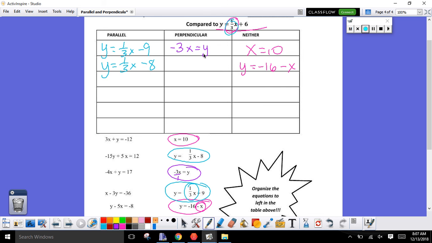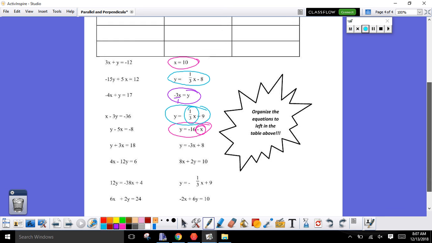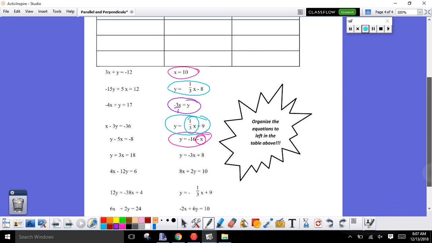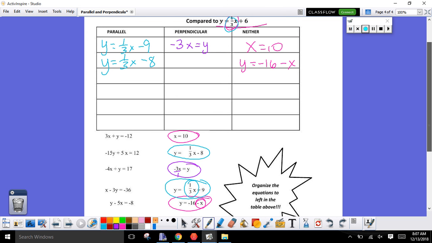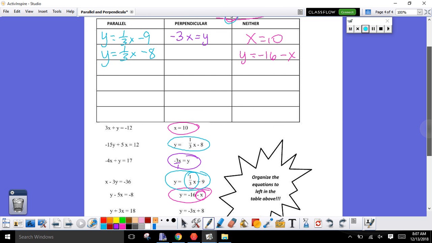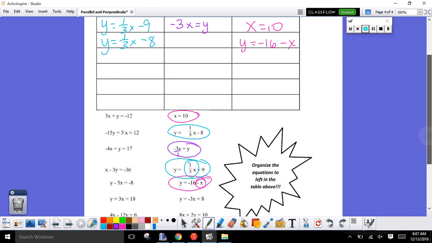Let me see if we have any more down here. Yes, we do. So you guys can go ahead and do this as practice. You can practice with the rest of them. Make sure that we can fill in all of this right here. Parallel, put all of the ones that have the same slope. Once you solve for y, put everything that is perpendicular under the perpendicular section, and then if it's neither parallel or perpendicular, we put it on the neither section.